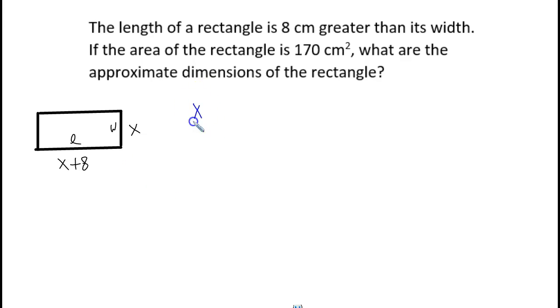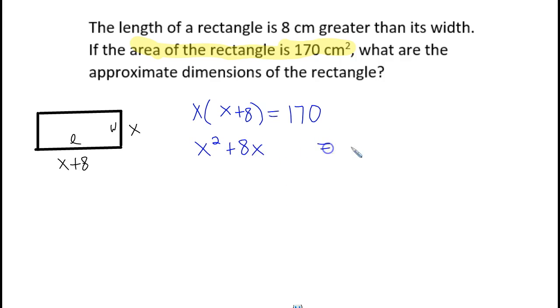So I'll say that x times x plus 8, or x plus 8 times x, is equal to the area of this rectangle, and I happen to know the area of this rectangle. It's 170 centimeters squared. So some x centimeters times some x plus 8 centimeters has to be equal to 170 centimeters squared. This is my area formula, right? Well, I'm going to go ahead and distribute the x into the x plus 8 to get x squared plus 8x.